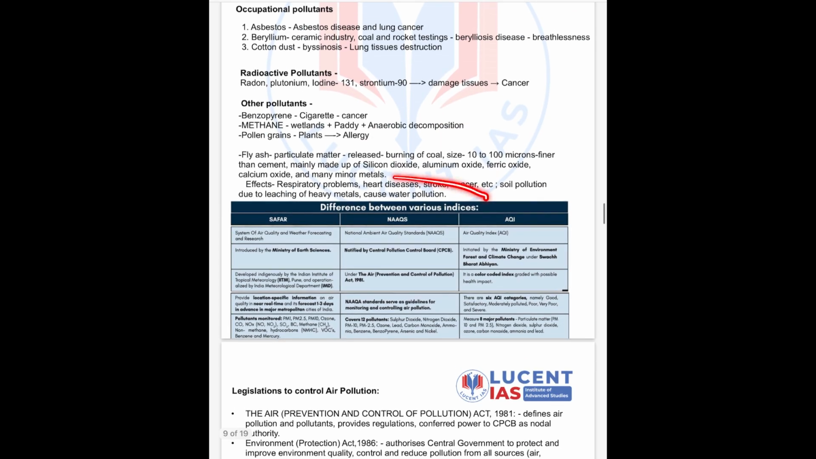Next we see the different kinds of indices which measure this pollution. One is SAFAR, that is System of Air Quality and Weather Forecasting and Research. Next is NAAQS, National Ambient Air Quality Standards, and lastly the Air Quality Index. So who introduced SAFAR? SAFAR was introduced by the Ministry of Earth Sciences, very important. NAAQS is notified by the Central Pollution Control Board, and AQI was initiated by the Ministry of Environment, Forest and Climate Change under Swachh Bharat Abhiyan.